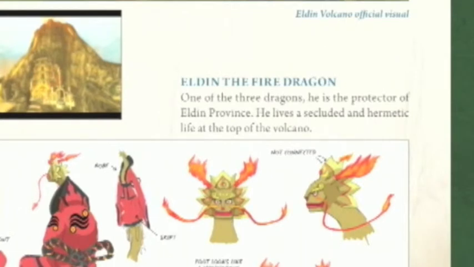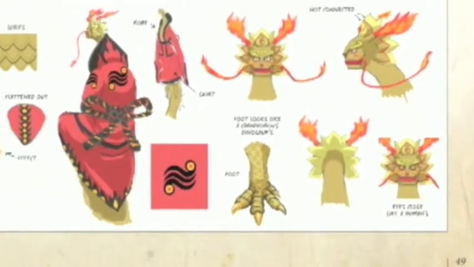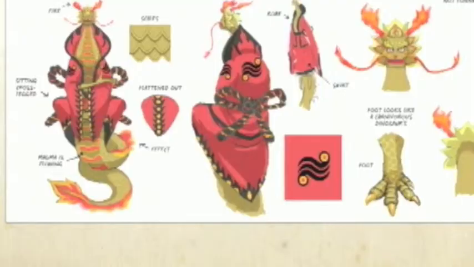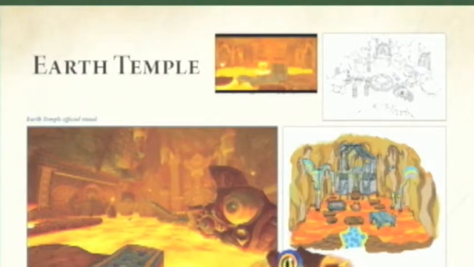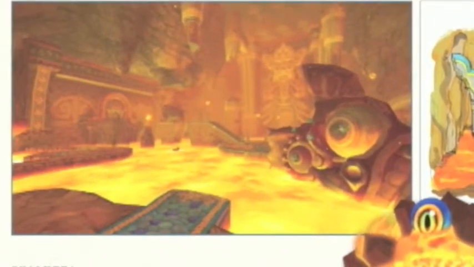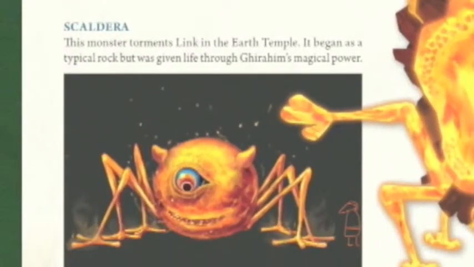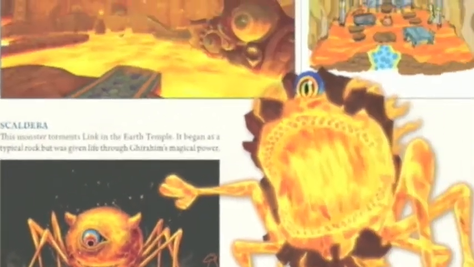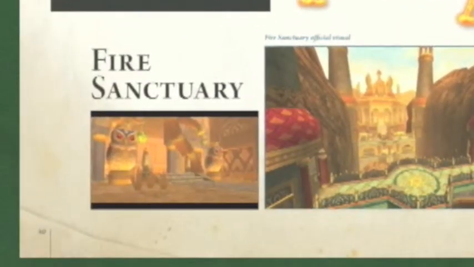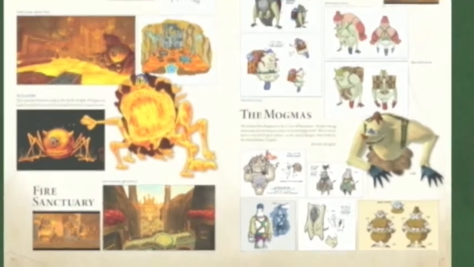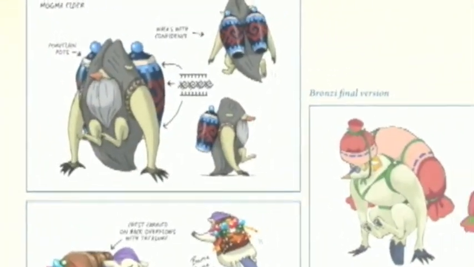Eldin the Fire Dragon. One of the 3 dragons, he's the protector of the Eldin province. He lives a secluded and hermetic life at the top of the volcano. Same idea, just a red thing. Earth Temple, official visual. Very nice, very nice. Scaldera. This monster torments Link in the Earth Temple. It begins as a typical rock, but is given life through Girahim's magical power. Yeah, oh, that's gross looking. Fire Sanctuary. Lovely, lovely. Here's some magmas.